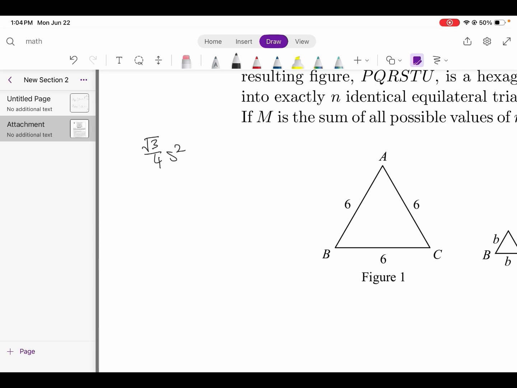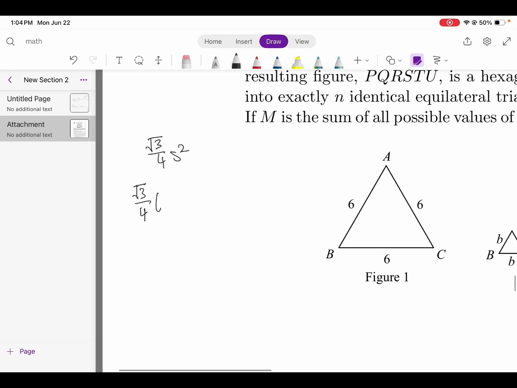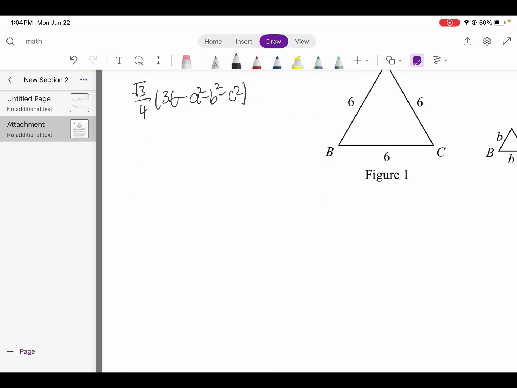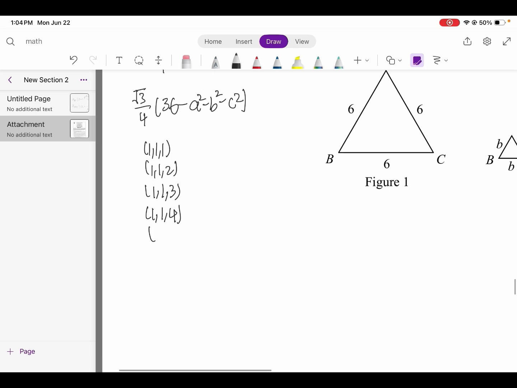So we see that after we cut out the 3 triangles, the remaining area is 6 squared minus a squared minus b squared minus c squared. And then we can write out all possible triples ABC that satisfy the constraints in the problem. So then you have 1, 1, 1, 1, 1, 2, 1, 1, 3, 1, 1, 4, 1, 2, 2, 1, 2, 3, 2, 2, 2, and 2, 2, 3.